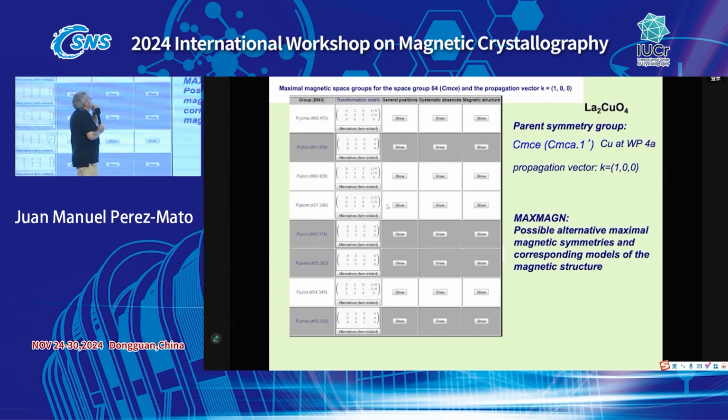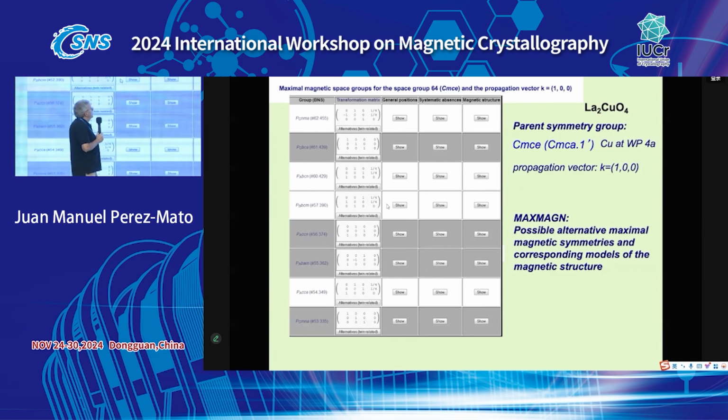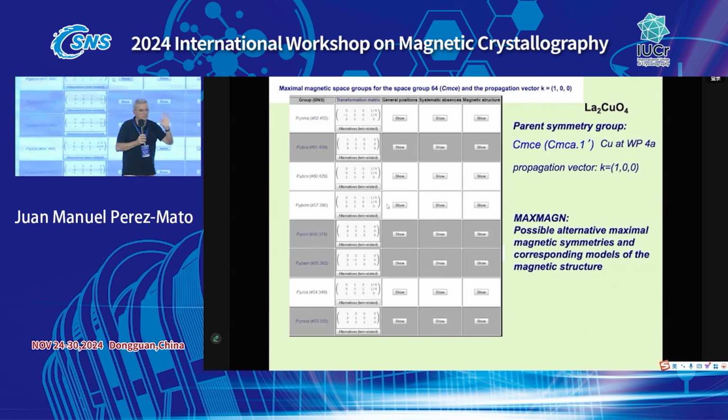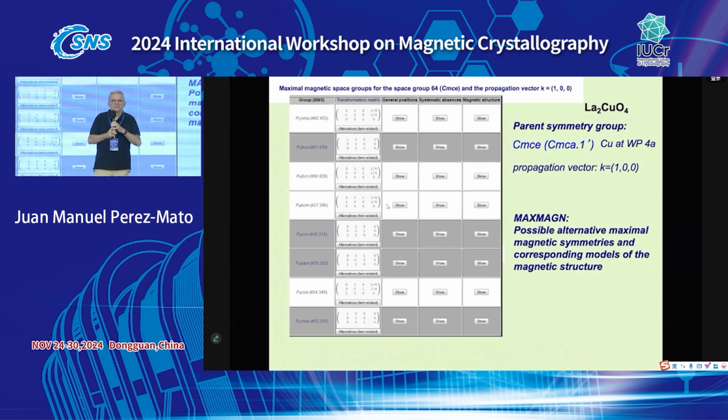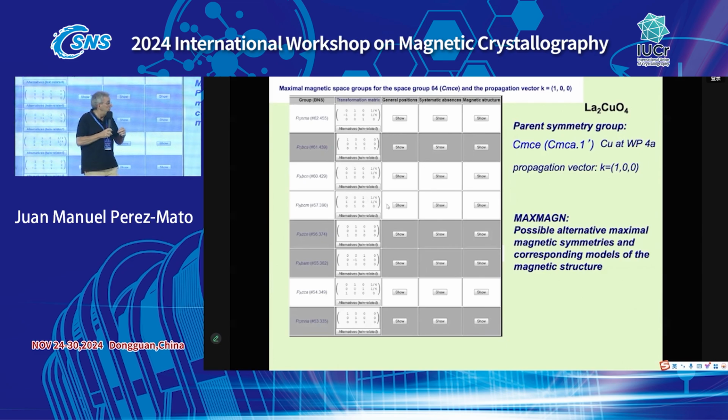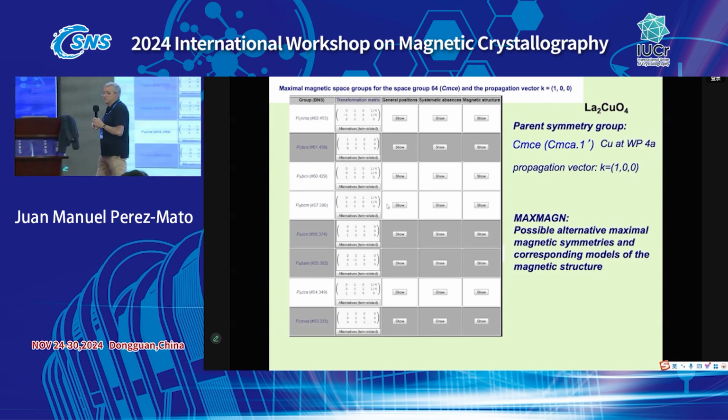So the propagation vector is 1, 0, 0, and then this is the list of maximal symmetries that the program calculates, and it indicates which ones are allowed for my structure. Optionally, you can include a file of your initial paramagnetic structure, and then the program tells you, okay, of these 8 maximal symmetries, 4 you can forget about because they force a magnetic moment of 0 at the position where your magnetic atom is. So you have only 4 possibilities.